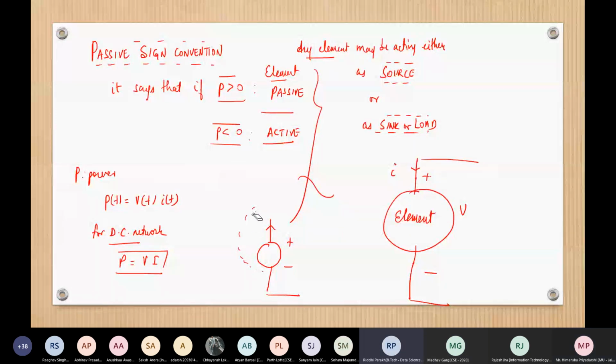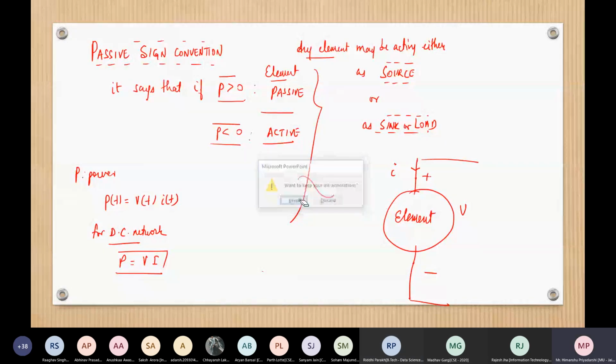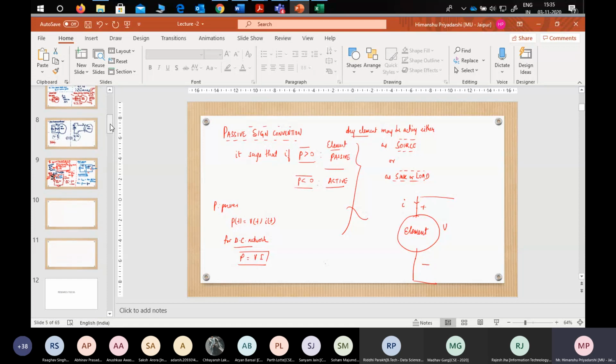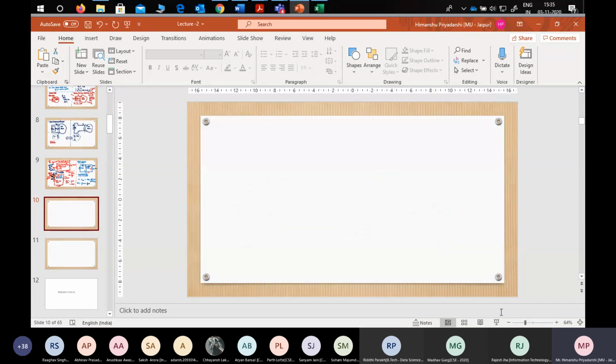Sir, can you explain source transformation again? Yeah, sure. Very good question. Source transformation technique.